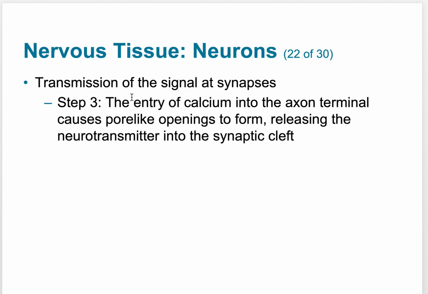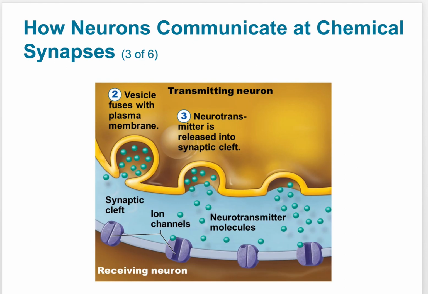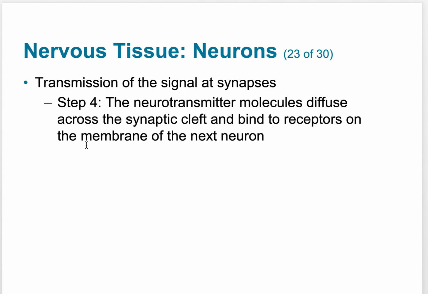And when that happens, the entry of calcium into the axon terminal causes pore-like openings to form, releasing the neurotransmitter into the synaptic cleft. So we know that. It's going to end up binding. The neurotransmitter is released into the synaptic cleft. The neurotransmitter molecules diffuse across the synaptic cleft and bind to receptors on the membrane of the next neuron. And like I said, it does not necessarily have to be a neuron. It could be a neuron, it could be a muscle cell, it could be a gland. It could be any one of those types of cells.